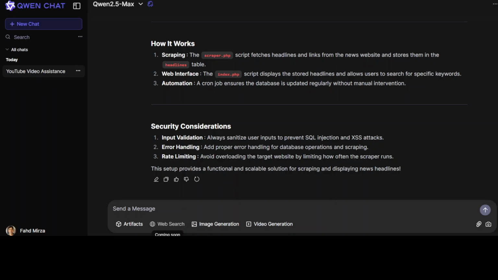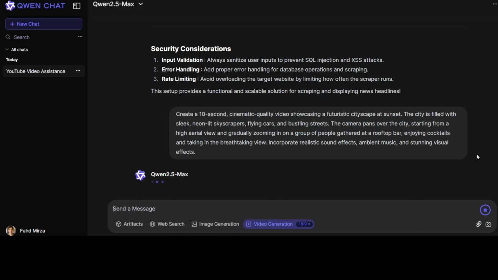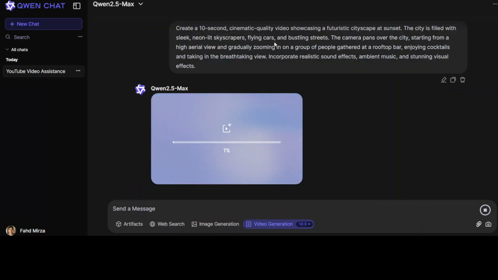Okay, now if you look here, it says it also does image generation and video generation. So let's first do the video generation. I have just clicked on it, and the ratio is 16 by 9. I think that's fine. I'll just go with that. Maybe I'll just ask it to create a 10-second cinematic quality video showcasing a futuristic cityscape at sunset. The city is filled with sleek neon-lit skyscrapers, flying cars, and bustling streets. The camera pans over the city starting from high aerial view and gradually zooms in. Group of people gathering at a rooftop bar, enjoying cocktails and taking in the breathtaking view.